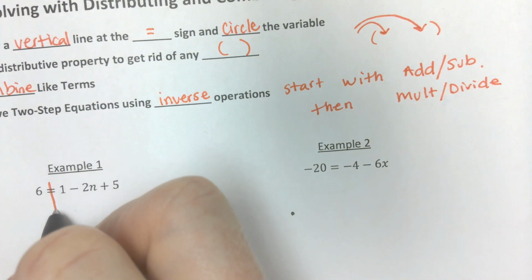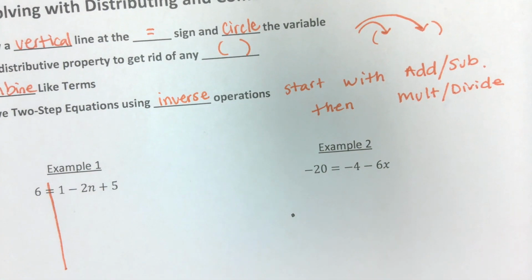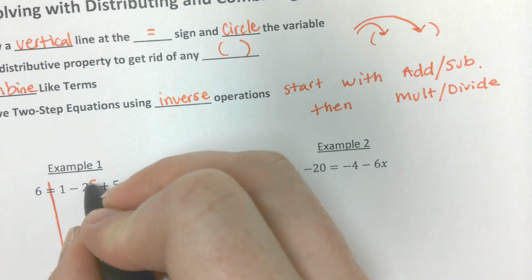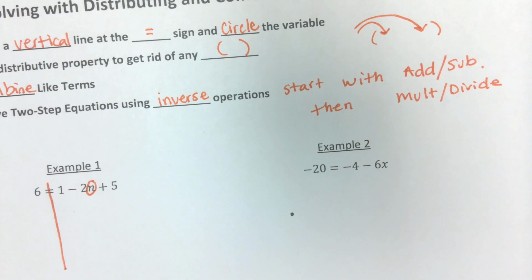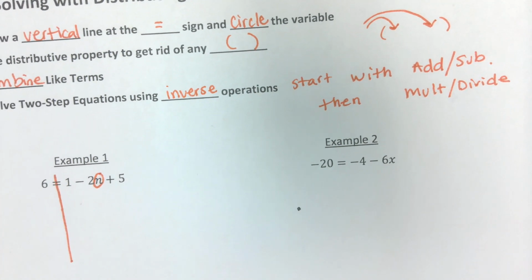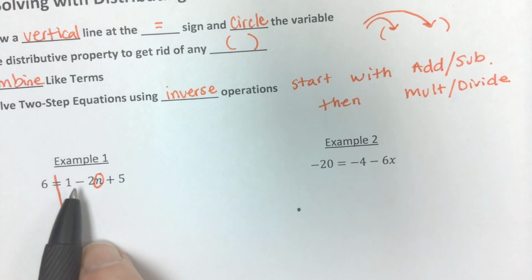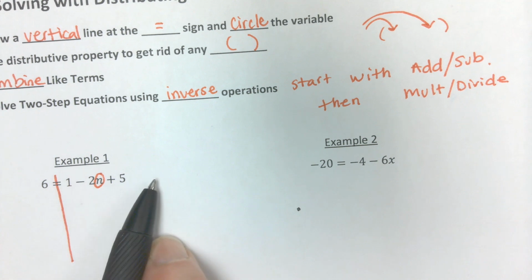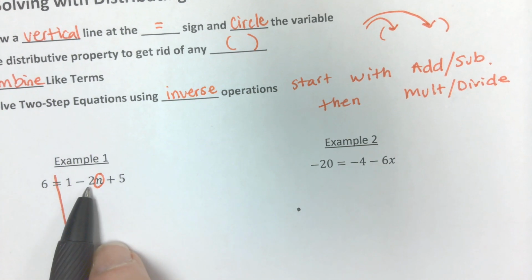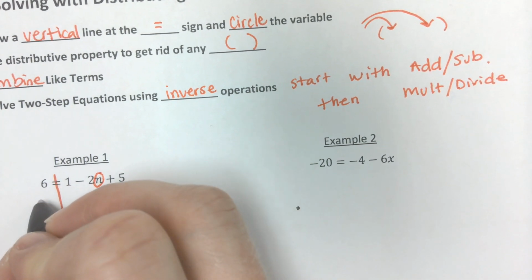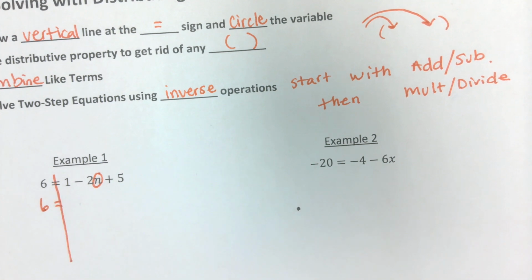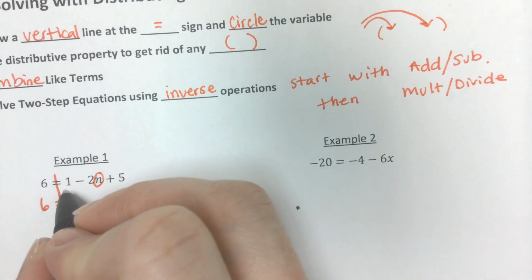So, step 1 on example 1, draw your line down your equal sign. Circle your variable. So we are solving for n. It doesn't matter if it's n's on the right or n's on the left, just as long as there's just one n. The left side I can't do anything, but the right side I have a 1 and I have a positive 5 and I have a negative 2n. So I'm just going to keep the 6. Then I'm going to do 1.